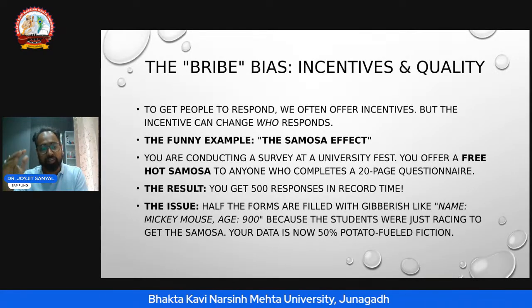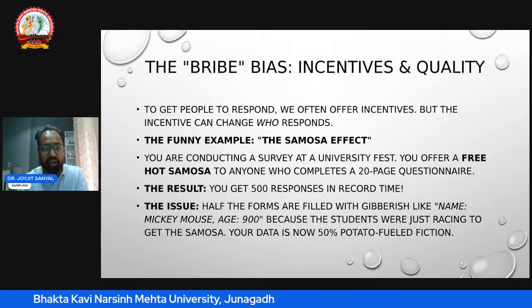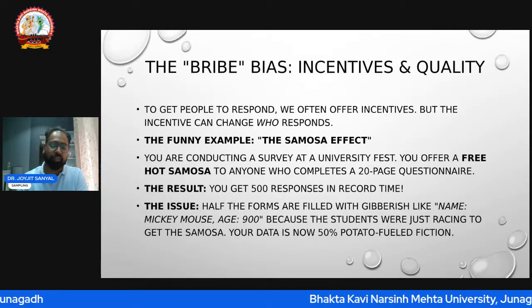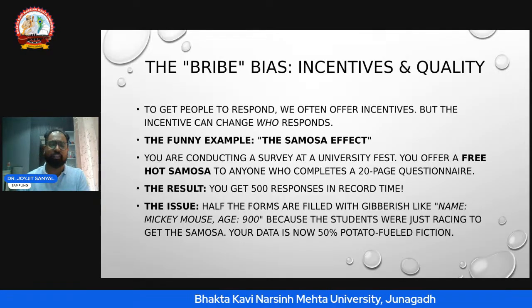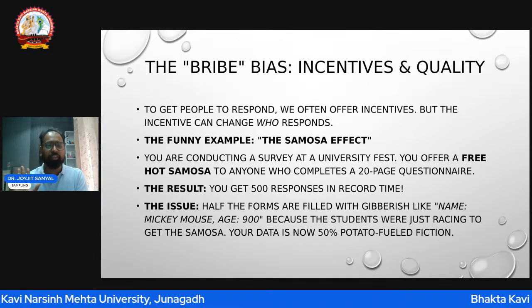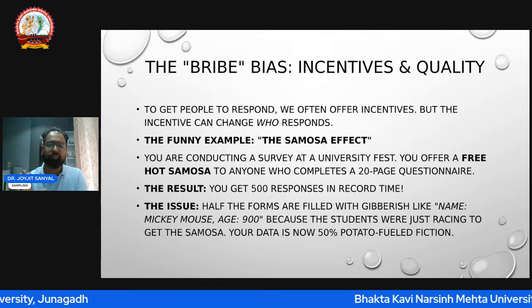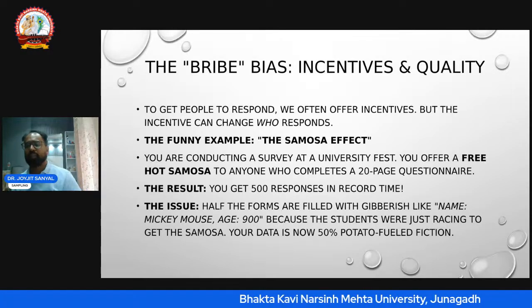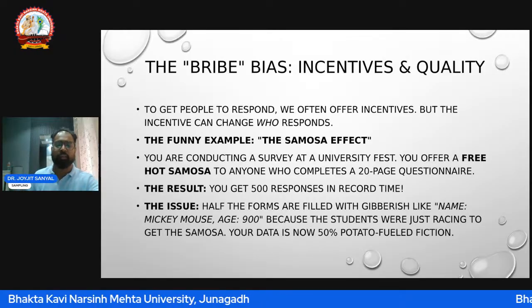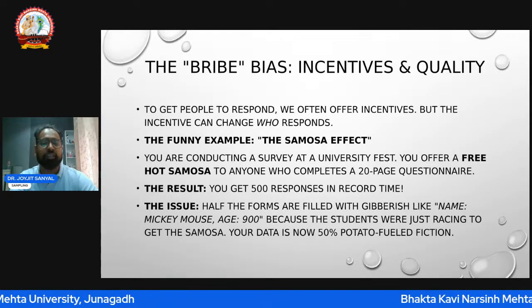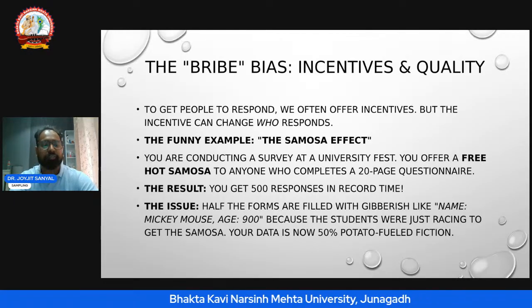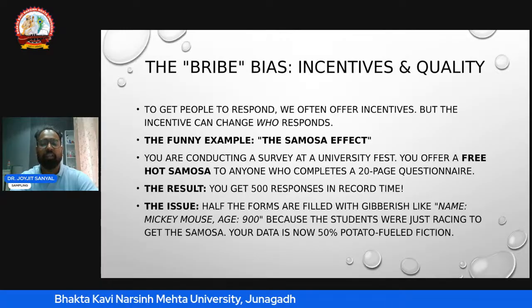These are very simple things you need to know when you are creating your questionnaire. Response rate becomes less when the questionnaire is too large. So anyway, one researcher has come up with a 20-page questionnaire, maybe justified, but the problem is that nobody is responding. So he or she has come up with a strategy. He has gone to a university fest, where definitely many students will be there. And what is he offering? One samosa. Answer, fill up one questionnaire, take one samosa and go. Result: you get 500 responses in record time.